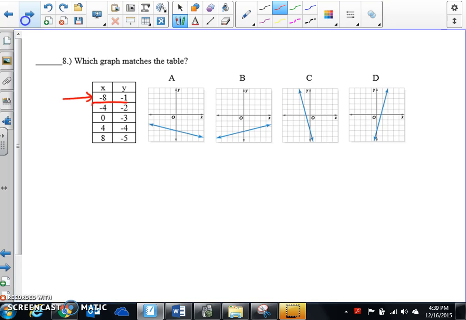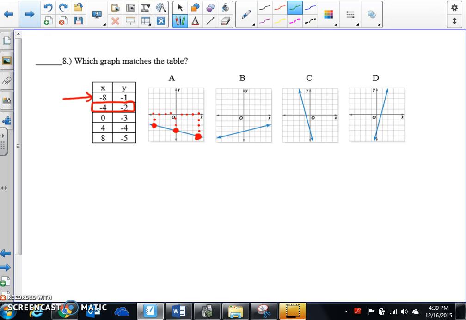I'm going to go to negative 4, negative 2. So negative 4, 1, 2, 3, 4, negative 2. That's on the line. So I go to the next point, 0, negative 3. That's on the line. 4, negative 4. 1, 2, 3, 4, down 4. 1, 2, 3. All right, so that one's looking good. So I'm going to keep it.